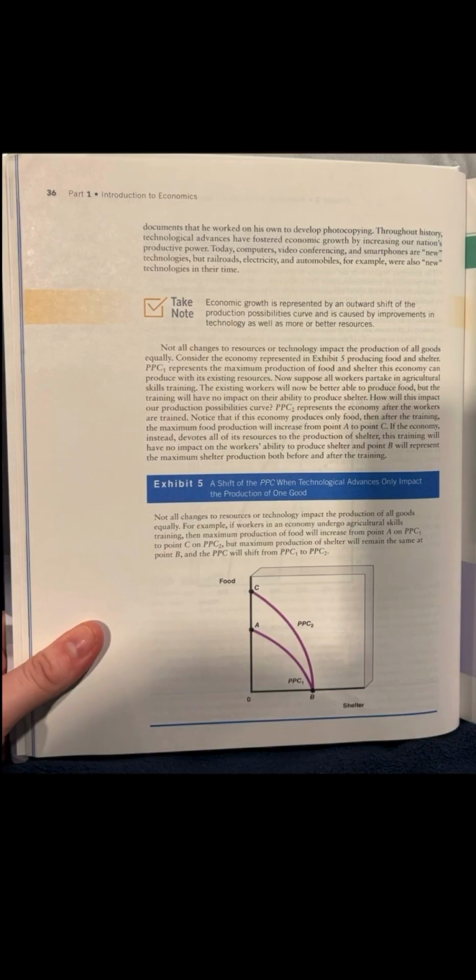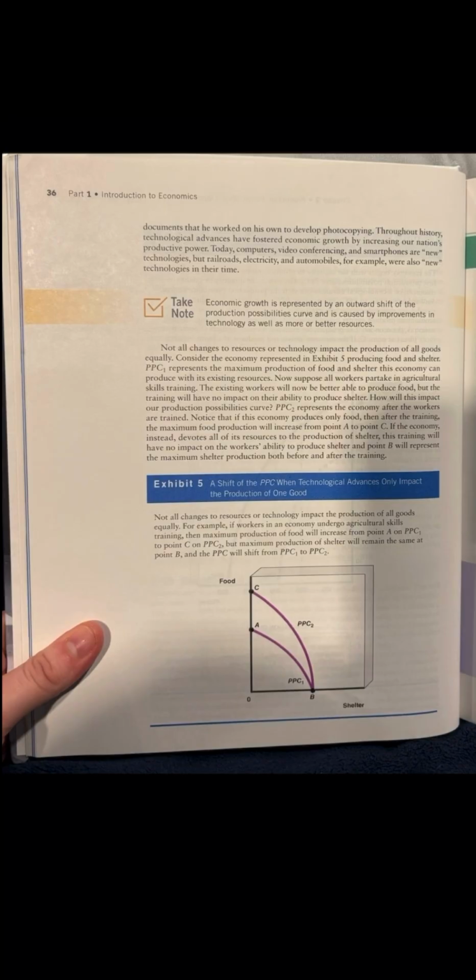PPC 2 represents the economy after workers are trained. Notice that if the economy produces only food, then after training, the maximum food production will increase from point A to point C. If this economy instead devotes all its resources to production of shelter, this training will have no impact on the workers' ability to produce shelter, and point B will represent the maximum shelter production both before and after the training. Exhibit 5.